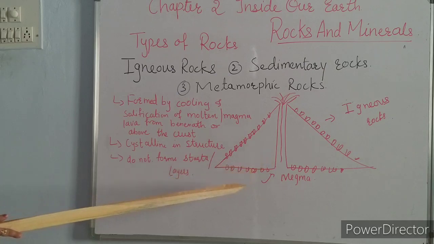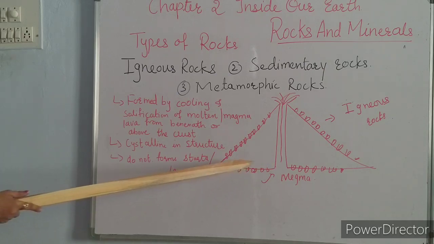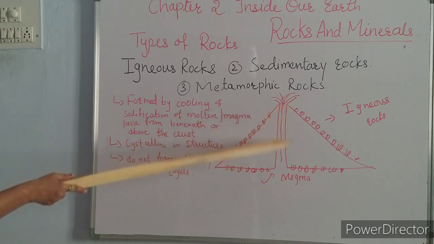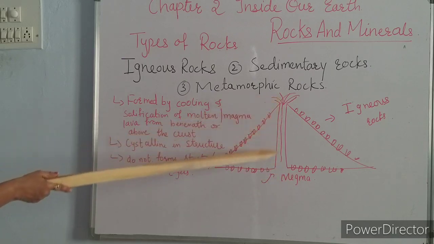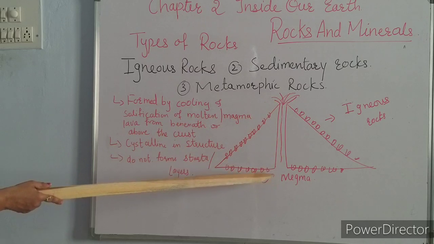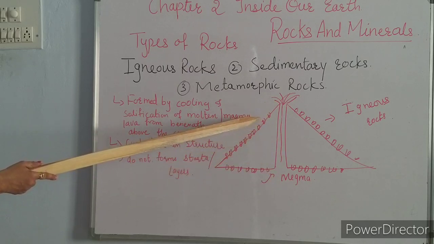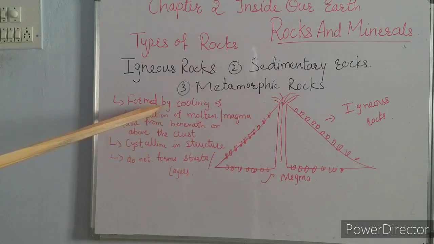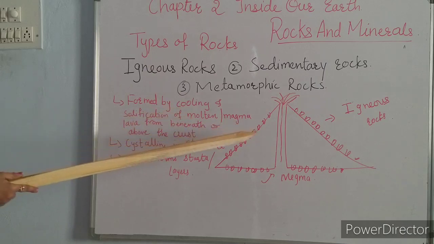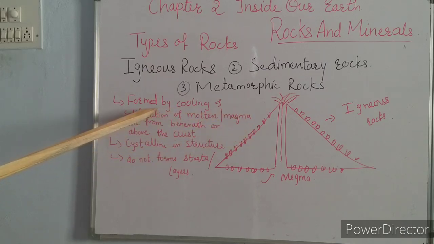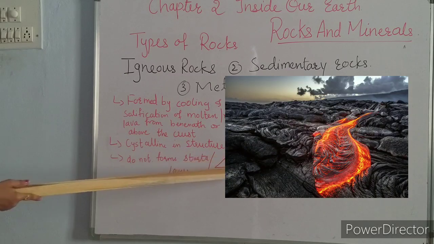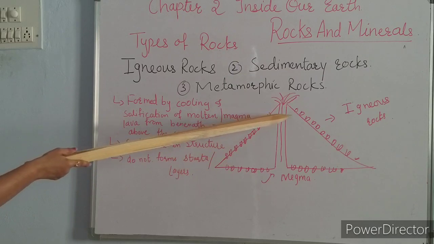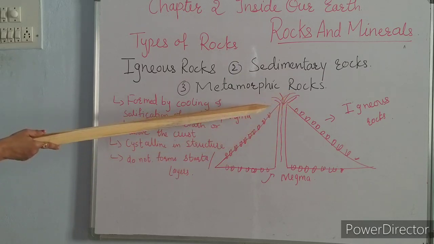First of all, this rock is formed by lava, by volcanic eruption, by magma and molten material. The rock bursts out with the help of magma and volcanic activity. After bursting out, it cools down, forming by the cooling and solidifying of molten magma lava from beneath the earth's crust. You can see in this figure that it comes out and forms a rock.